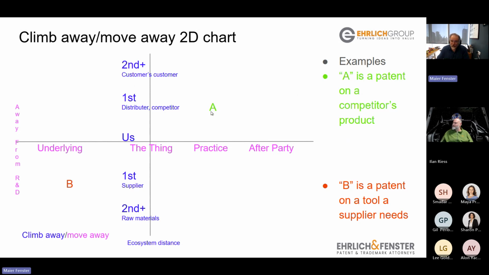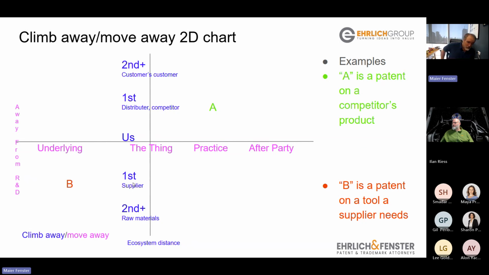So the green A is an example of a patent on a competitor's product. Okay, so you have a technology, but we filed a patent and not on yourself, but on a competitor who's one step away. And we filed the patent not on the technology the competitor is using, but on the actual product they're making. The red B is the opposite. We're filing a patent on a tool, okay, it's in the underlying place, that a supplier needs.